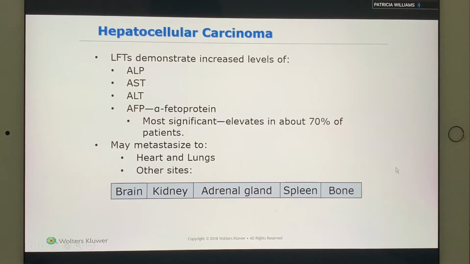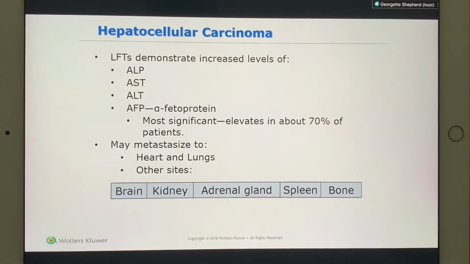So if I have HCC, it can metastasize. It can metastasize to the heart, the lungs, the brain, the kidney, the adrenal gland, the spleen, and then the bone.